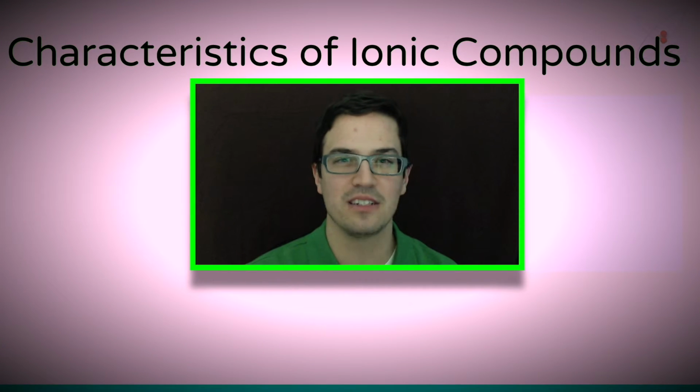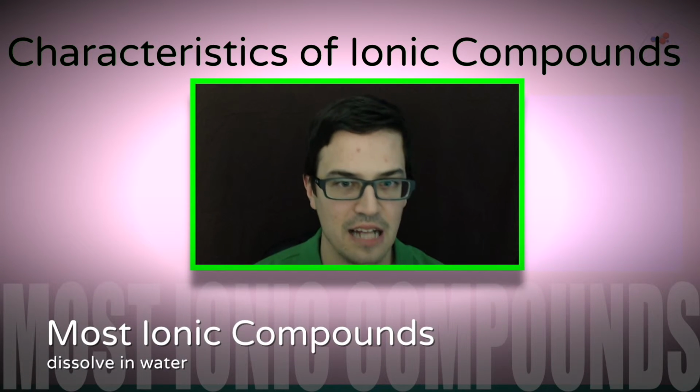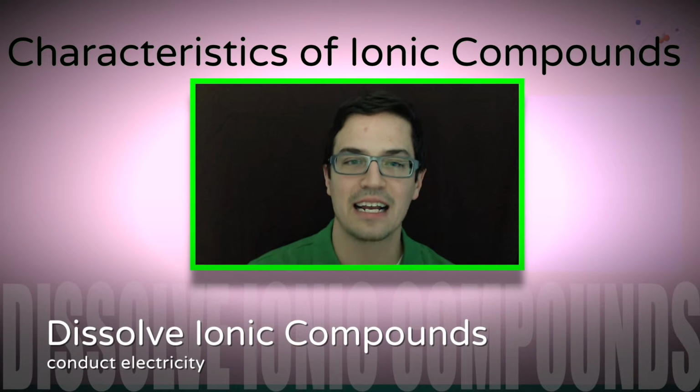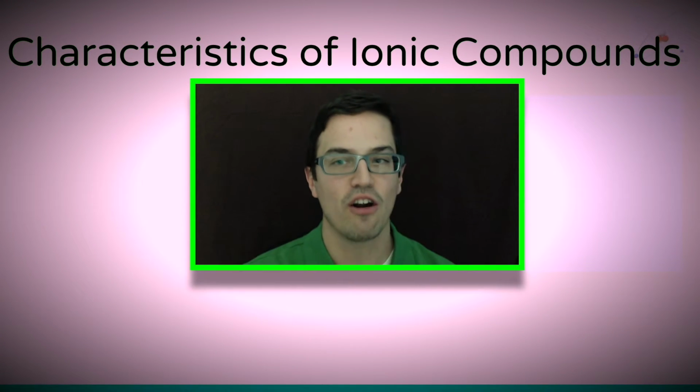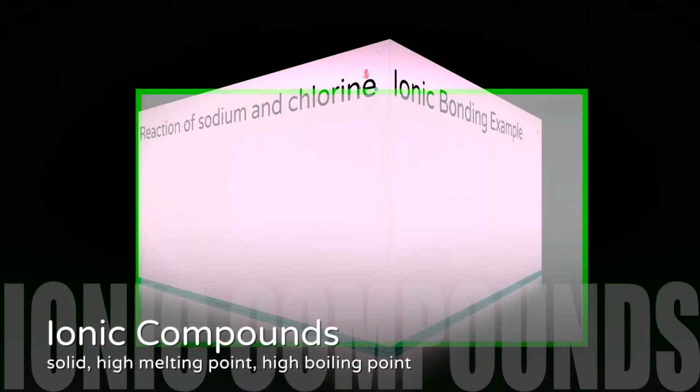Other interesting characteristics of ionic compounds is that most of them dissolve in water into their respective ions. These ions can then be used to conduct electricity. Because the ions in ionic compounds all attract each other, they are also all solid, have high melting points and boiling points. Let's look at another example.